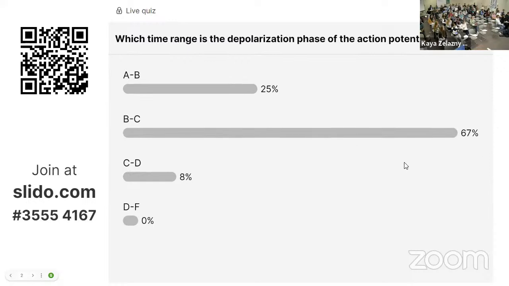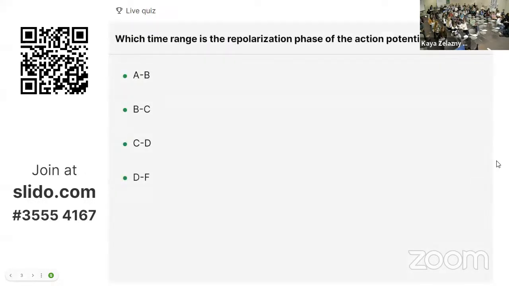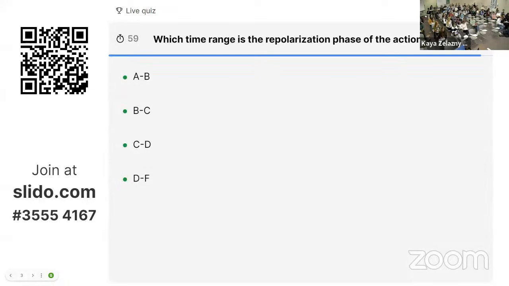Okay, so perfect. In that graph, we had A to B showing us the graded potentials leading us up to threshold, and then B to C is the depolarization phase going up to that peak of the action potential, where we see a spike up to positive 30 in our membrane potential due to all that sodium flooding in. All right. So next one, let's find the repolarization phase.